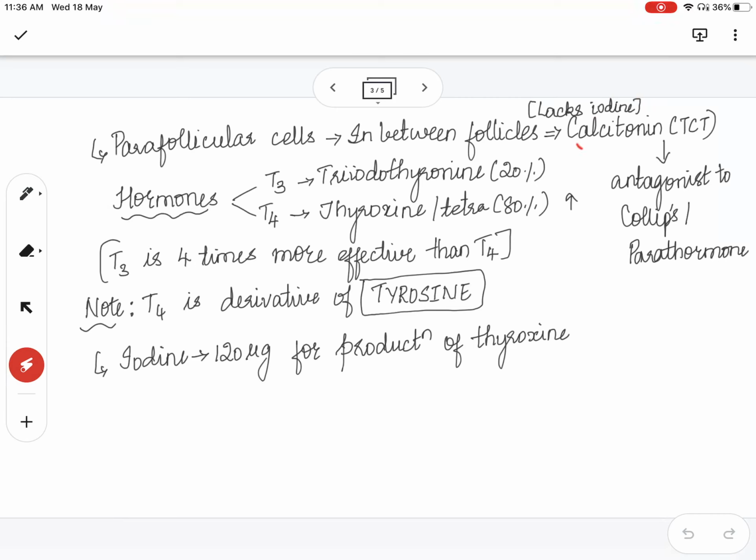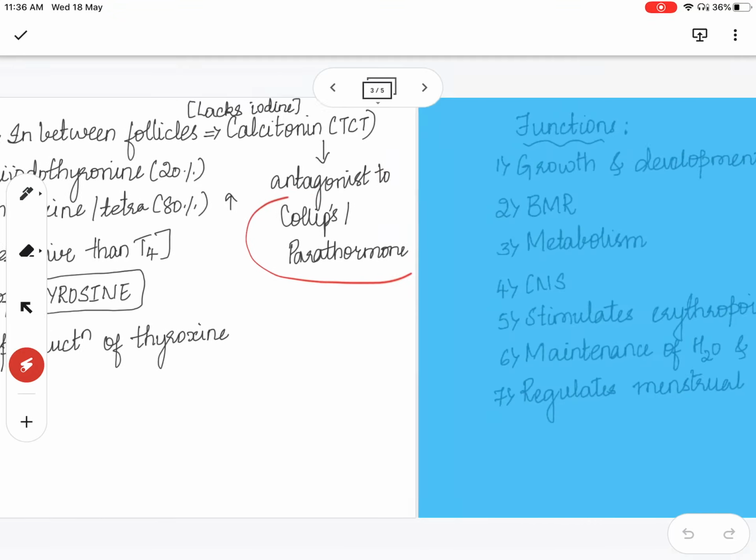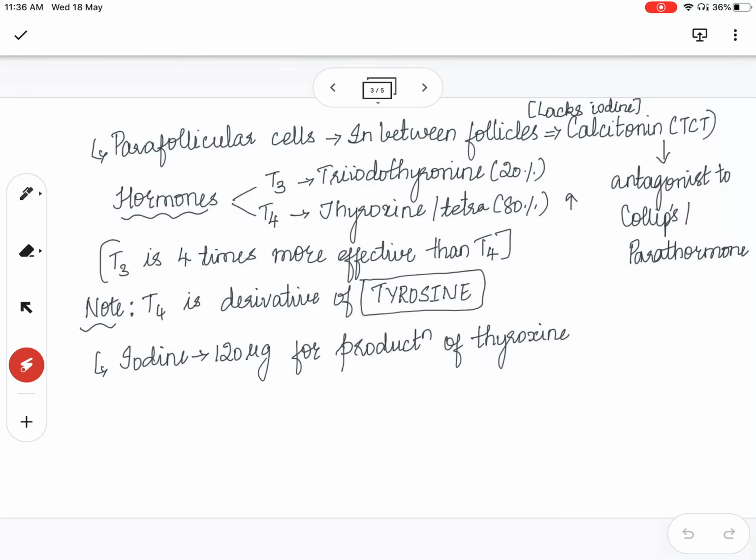Now this particular calcitonin or thyrocalcitonin is antagonistic to one of the hormones, and the name of the hormone is Collip's hormone or parathormone. That means it is going to act against it. So hence you use the word antagonistic. So that means if this is hypocalcemic, this will obviously be a hypercalcemic hormone. This particular hormone is secreted by the parathyroid gland.